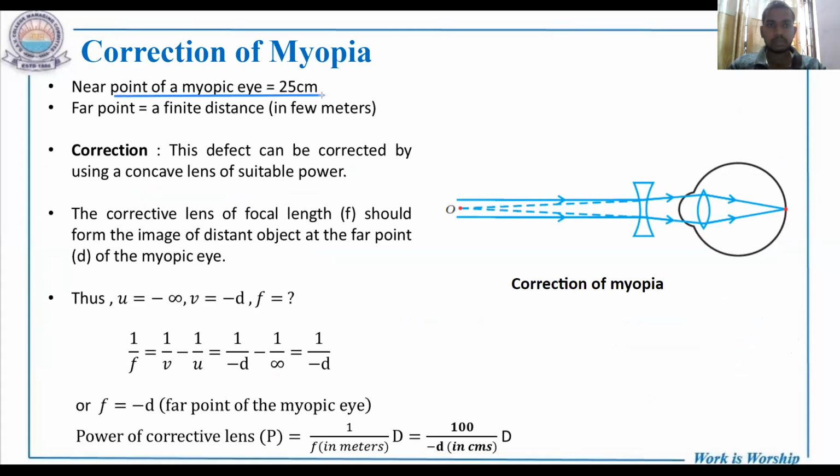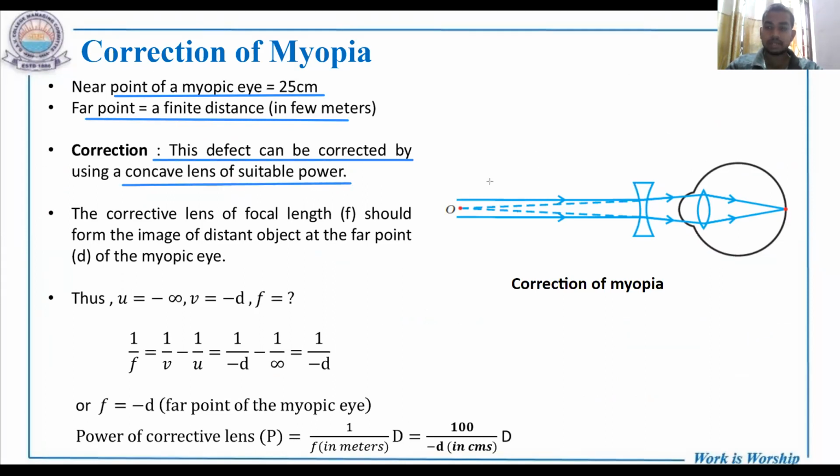The near point of a myopic eye is 25 centimeter and the far point is a finite distance. Far point means the maximum distance up to which he or she can see, beyond which he or she cannot see. This defect can be corrected by using a concave lens of suitable power. You see here, after passing through the concave lens, the light rays diverge, and then passing through the eye lens, they meet at the retina properly. So you can get the image properly.